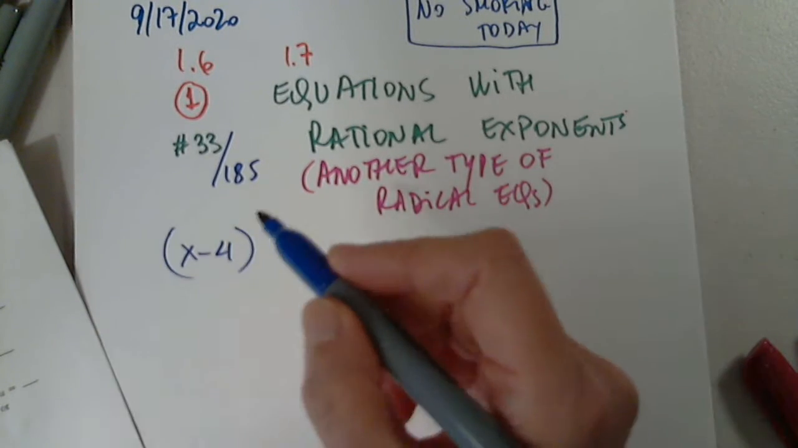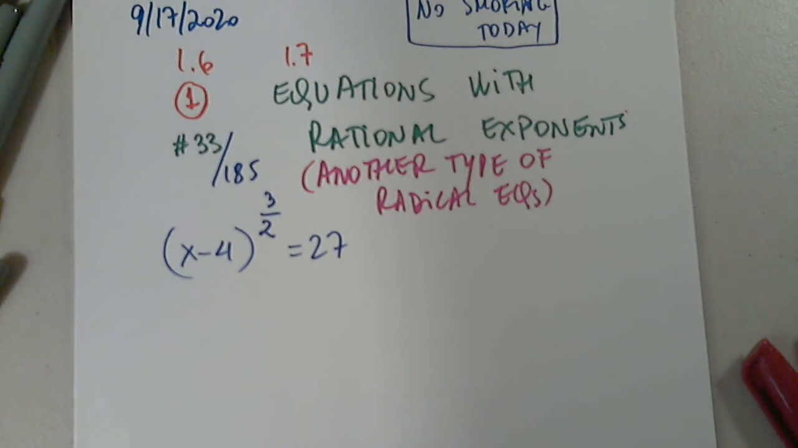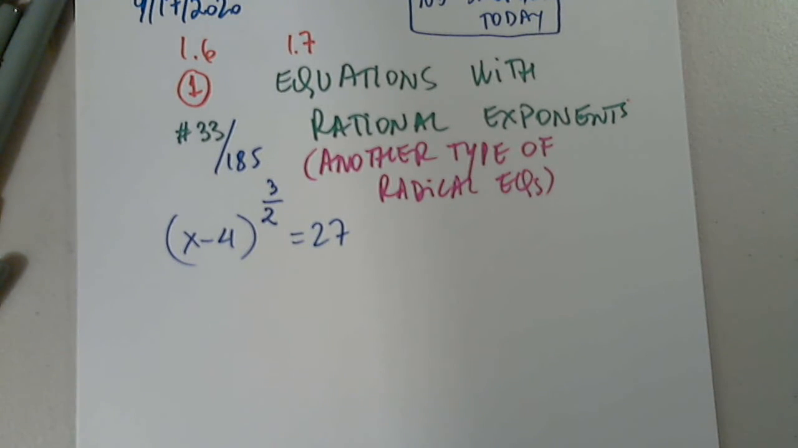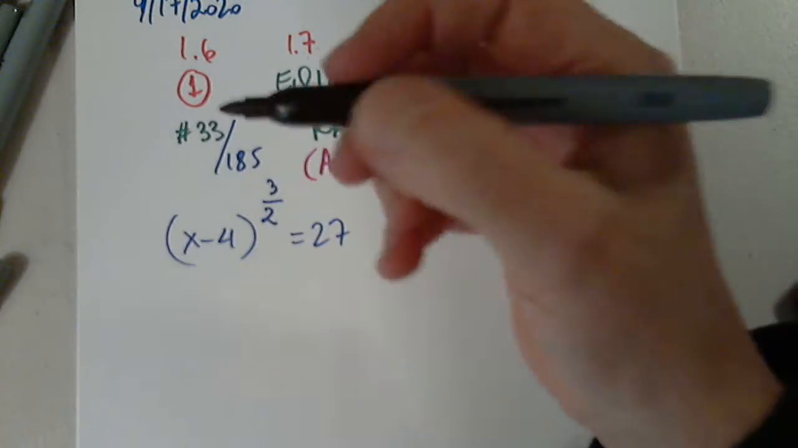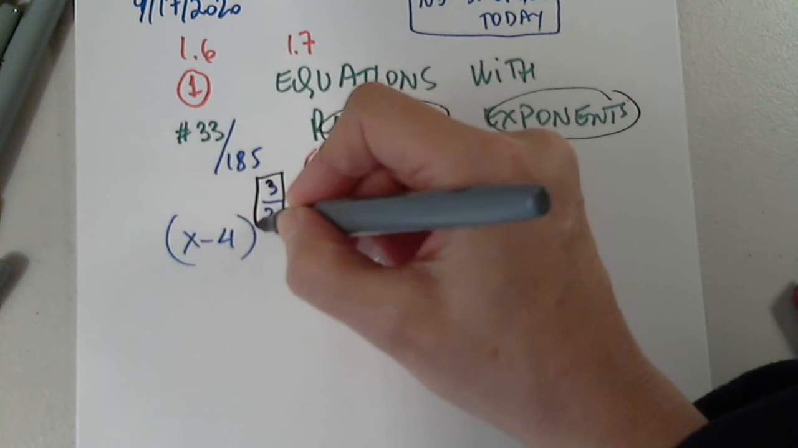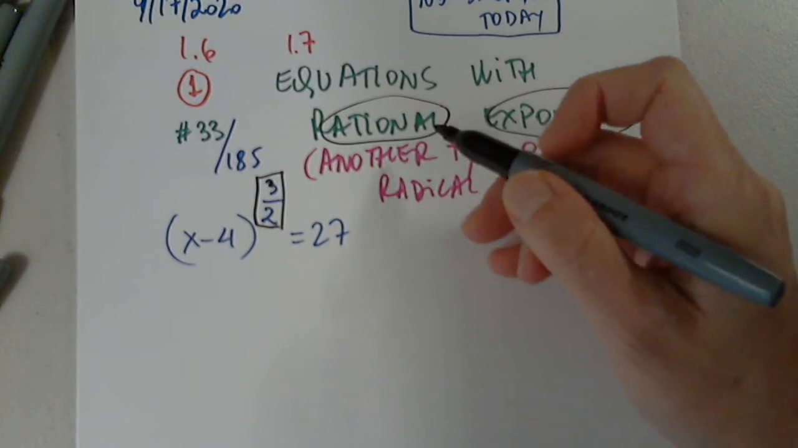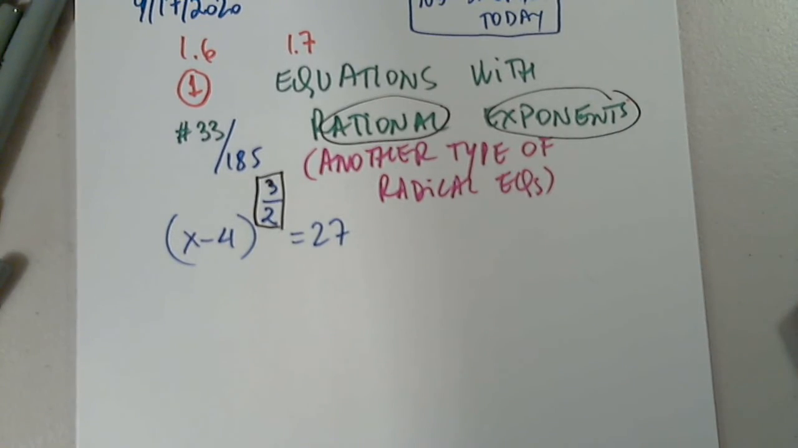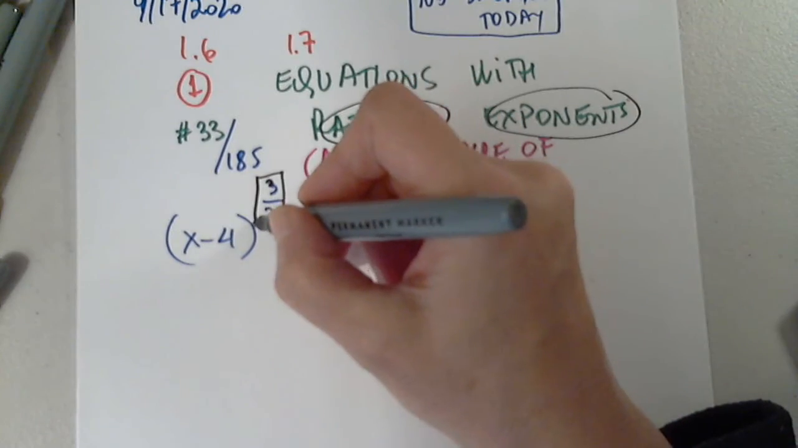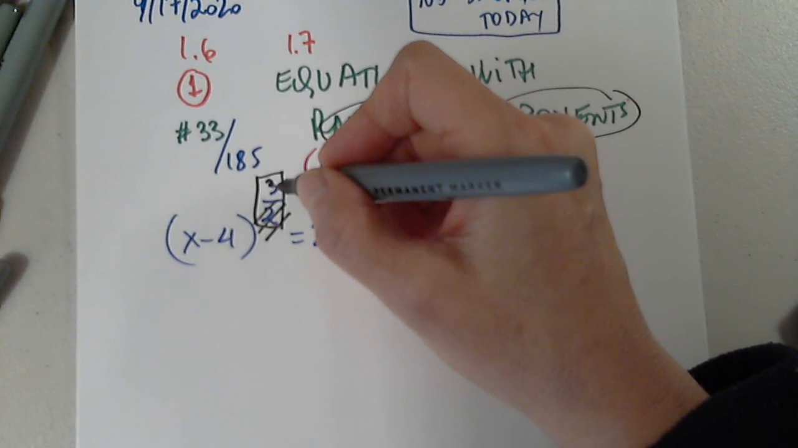Okay. So 33 on page 185, x minus 4, everything raised to 3/2 equals 27. Yes, you can change it into a radical if you wanted to. That will be no problem. However, here's what we are going to do. This is the rational exponent. The rational exponent is this piece. The power. It's a ratio. It's a rational number. So when we see something like this, first we want to try to eliminate the denominator. Disregard the numerator of this fraction for a moment.